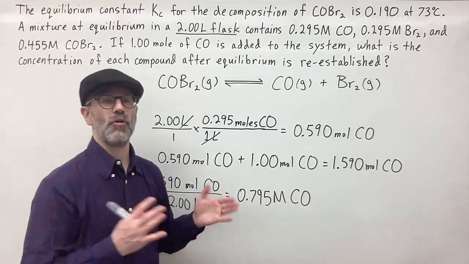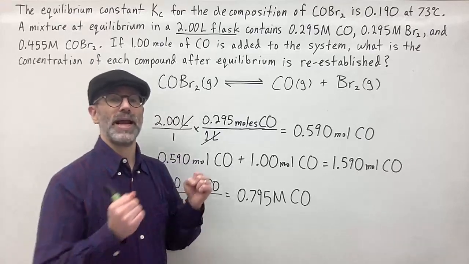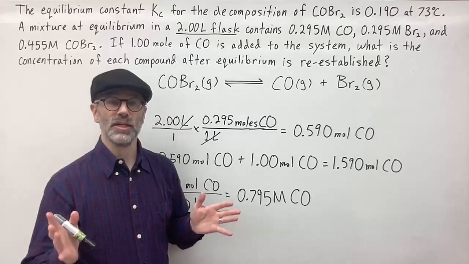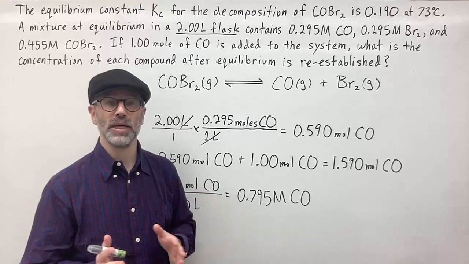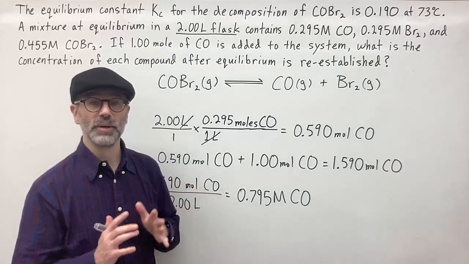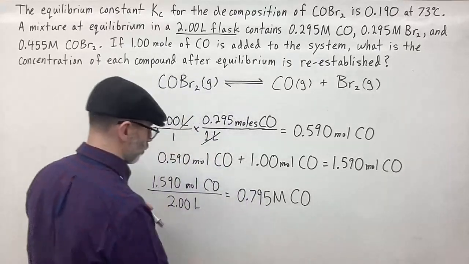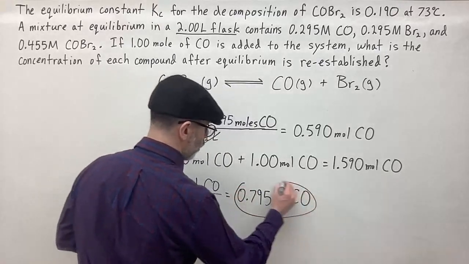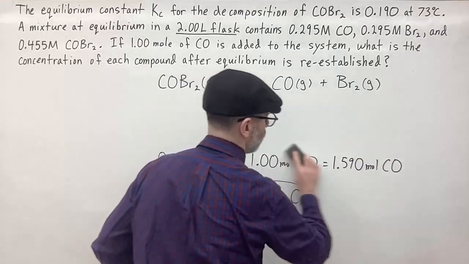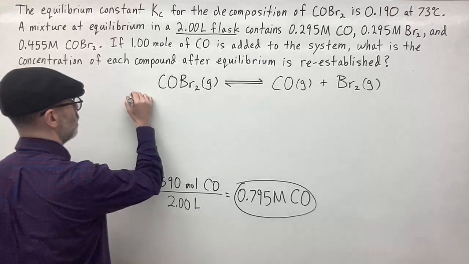Now the mixture before I added the 1 mole of CO was already at equilibrium, and when I added the 1 mole of CO, I disrupted equilibrium, and now equilibrium needs to be reestablished. So the concentrations I have are no longer equilibrium concentrations. So here I have the new molarity of CO. So let's go ahead and set up our ICE table.